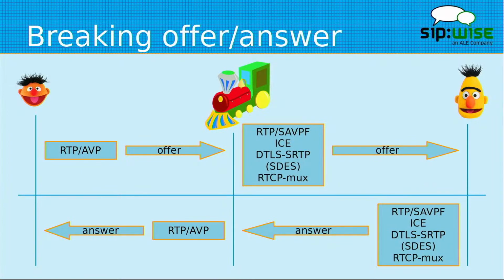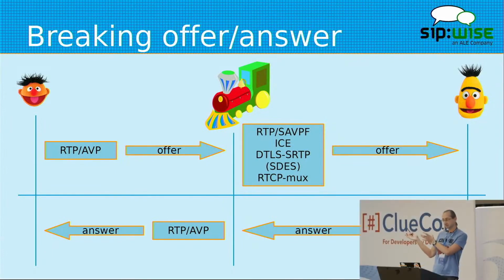So now we can interfere in the offer-answer model, and we can have a set of features on one side, like SRTP encryption, but not on the other side. And you can selectively turn these features on and off. So it's not just all or nothing. It's not just plain RTP or WebRTC, but you can have any kind of combination.